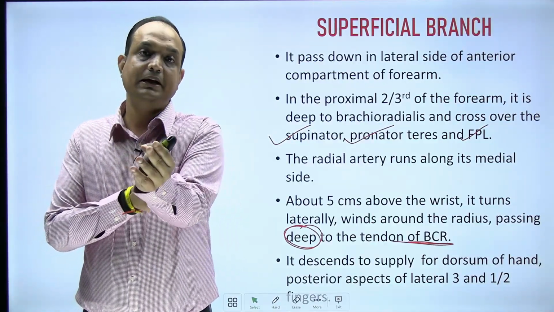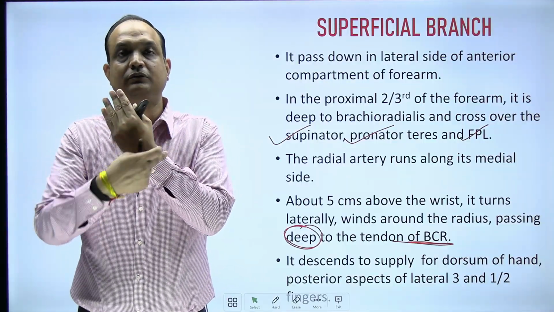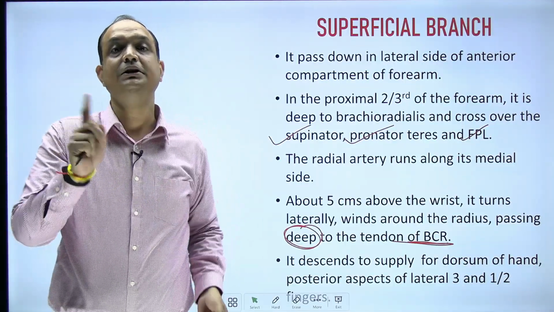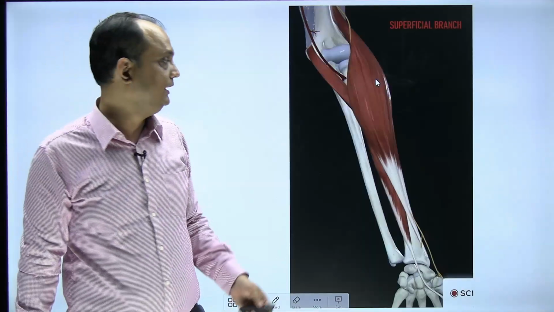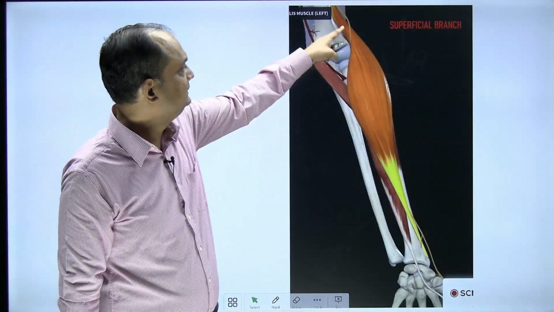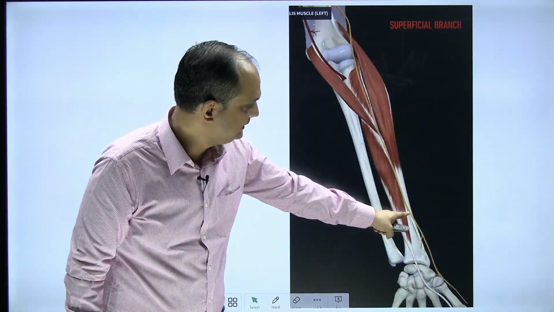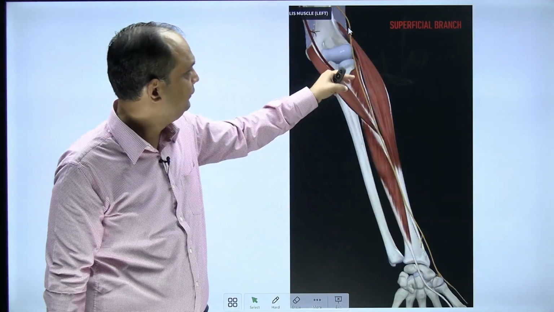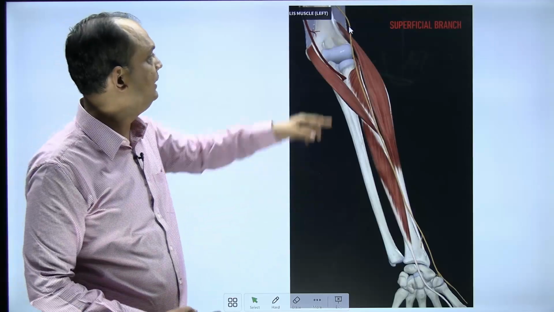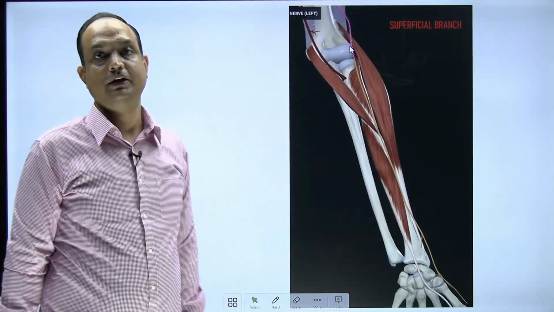And how does it supply? It has to cross the lateral border, and when it is crossing the lateral border, it lies deep to the tendon of brachioradialis. So in this video clip, now here you can see that this is your brachioradialis muscle. And here you can see that the tendon is there. Now, if you remove the brachioradialis, you are able to see the whole course of superficial branch of radial nerve.